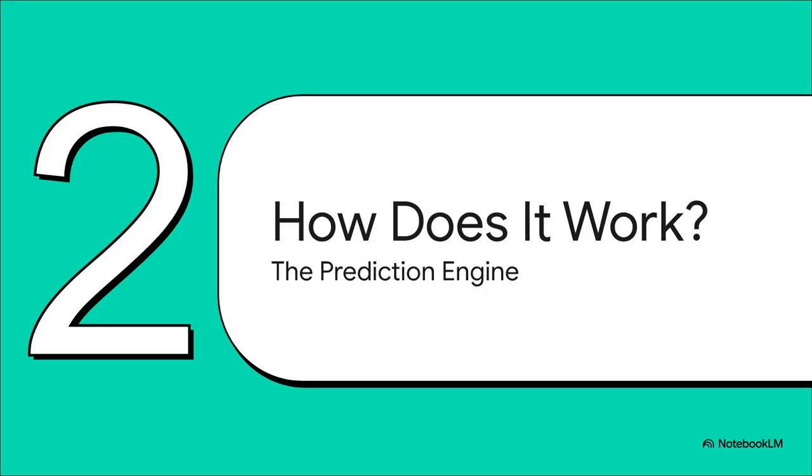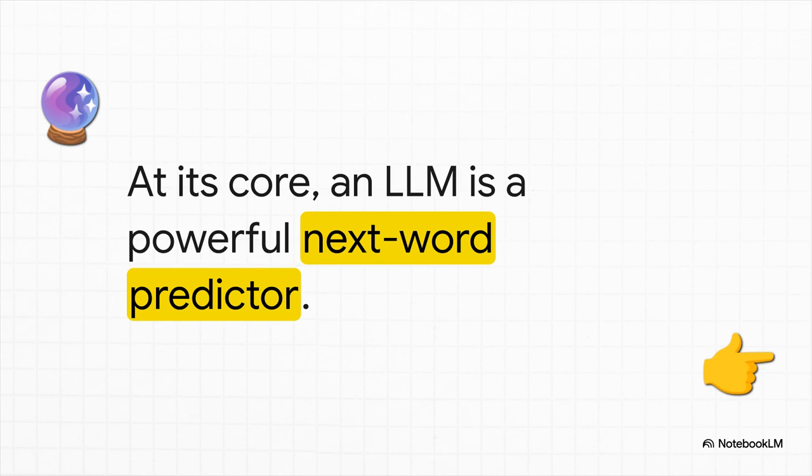Okay, so we've established they're huge, but how does all that size and all those parameters actually write an email for you or a poem? What is actually going on inside the machine when you type in a prompt? And this is where it gets kind of crazy, because for all that complexity we just talked about, the fundamental job of an LLM is surprisingly simple.